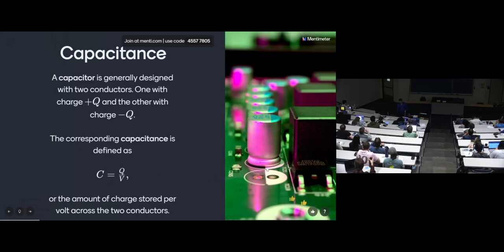A capacitor is generally designed with 2 conductors, one with charge plus Q and the other with charge minus Q, so equal and opposite charges. The corresponding capacitance is then defined as the magnitude of the charge it can store on its 2 sides divided by how much voltage it takes to store that charge in the first place.